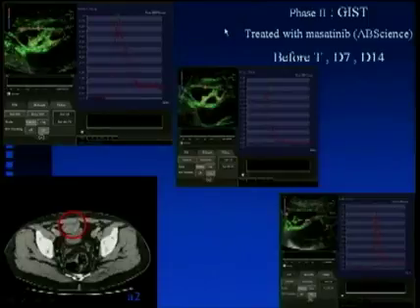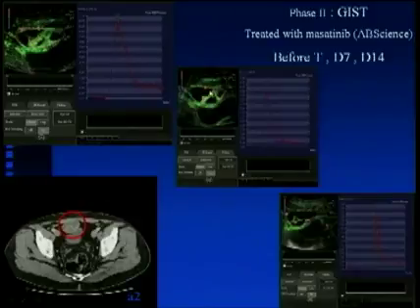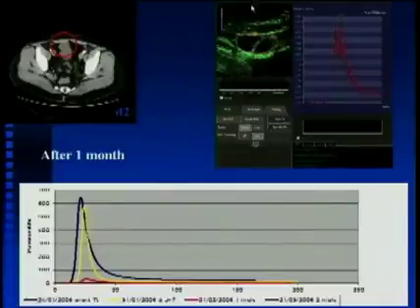So in this very interesting study, we compare our results to the PET CT. And this is a patient with a pelvic tumor. So before 12 months, after 1 week, we have the beginning of the necrosis. And after 2 weeks, you can see a dramatic decrease of the vascularization and of the size. And after 1 month, and this is a CT scan.